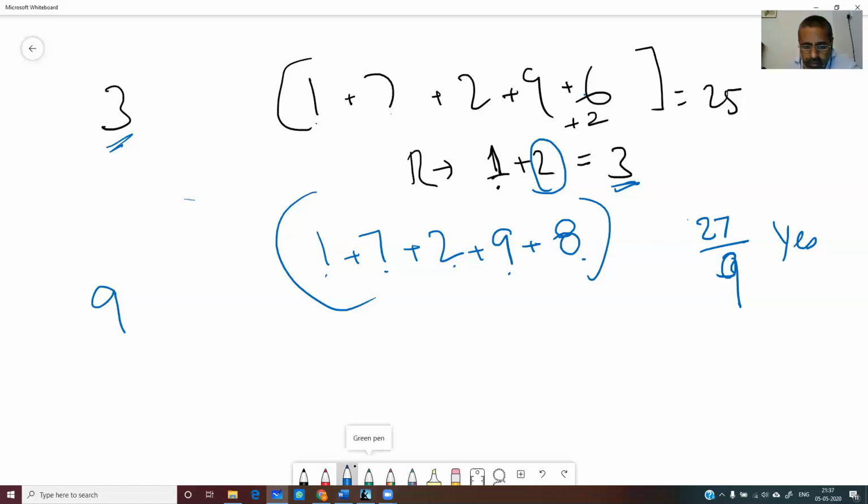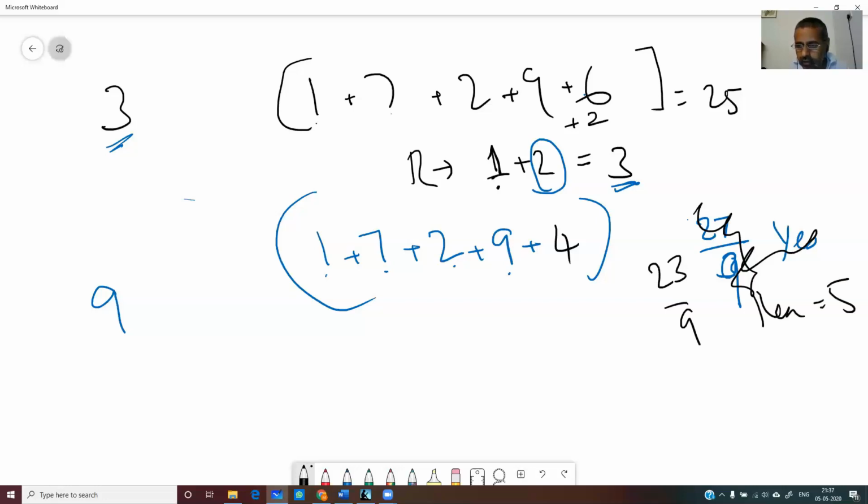For example, let me change this number to something else. Suppose I make this, let's say, 17294. What should be added to 17294 to make it a multiple of 9? So I add up the whole thing: 1 plus 7 is 8, 8 plus 2 is 10, 10 plus 9 is 19, plus 4, I get 23. So 23 divided by 9, what is the remainder? 5. I divide that by 9 and I get the remainder as 5.